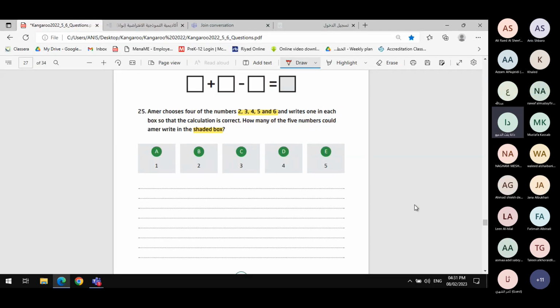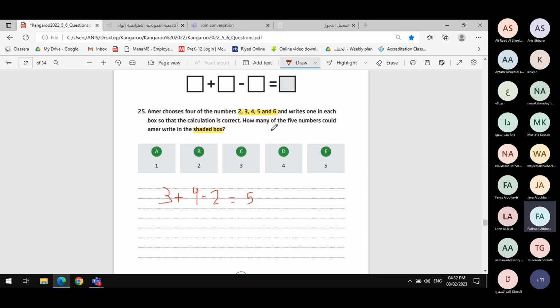3 plus 4 minus 2. 3 plus 4 minus 2 is what? Wait, 3 plus 4 equals 7, minus 2 equals 5. So we took the number 5. So till now we have one number that is written in the shaded box. Yes. Any other equation?